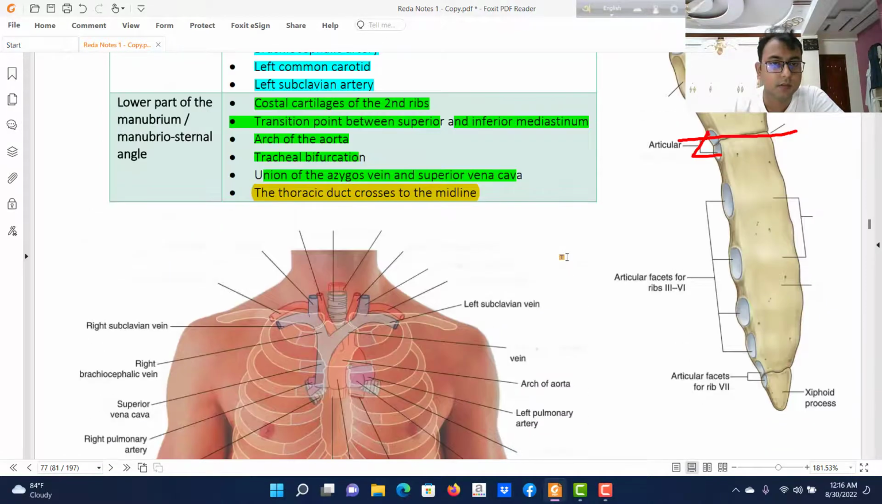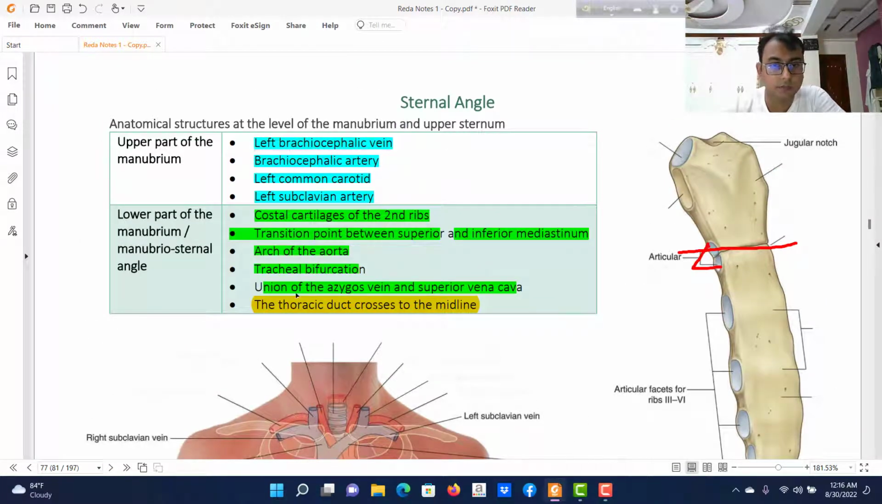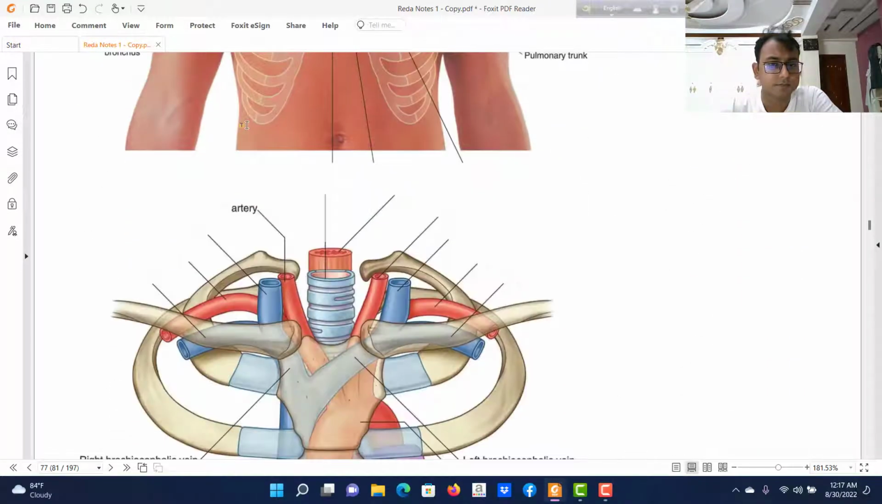I hope you understand these points, because in the exam there is a question like this: which structure is not present, or least likely to be present, in the upper part of the angle of Louis, behind the manubrium sterni? That is one of the important questions that comes from this point.